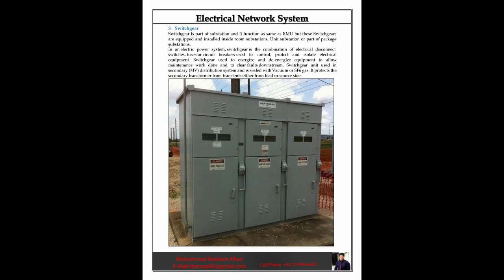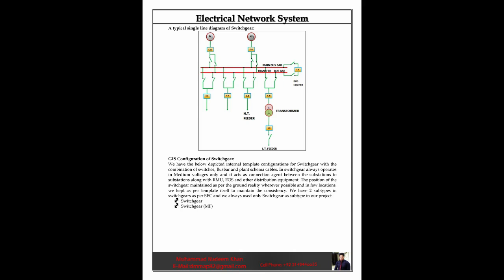Switchgear units are used in secondary MV distribution systems and are sealed with vacuum or SF6 gas. It protects the secondary transformer from transients, either from the load or source side. A typical single-line diagram of switchgear.